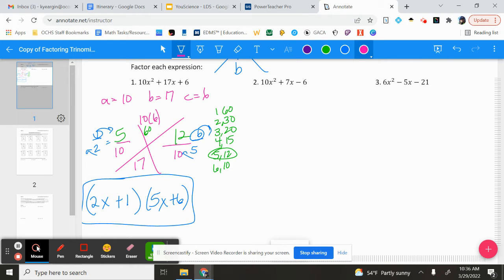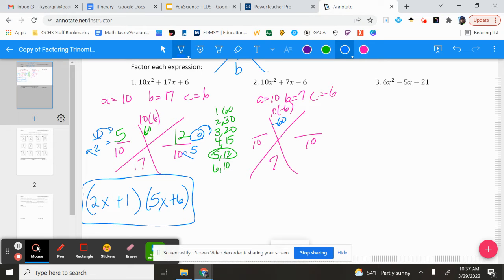On number 2, we're going to do the exact same thing. My a value is 10, my b value is 7, my c value is negative 6. So as I put this into the big bottoms up, 10 times negative 6 at the top, 7 at the bottom. Remember, each factor needs to be divided by 10. As I'm getting ready to do this, 10 times negative 6 is negative 60.